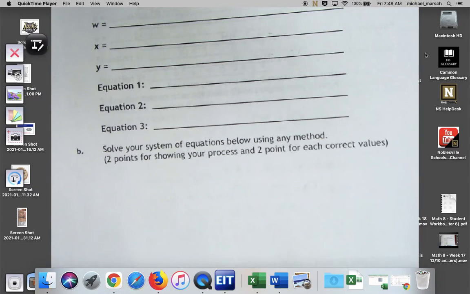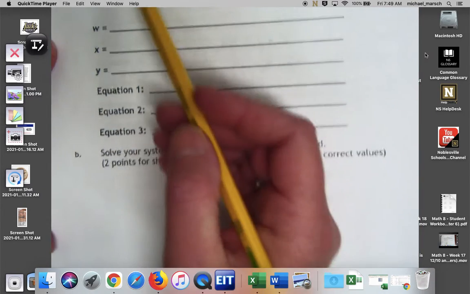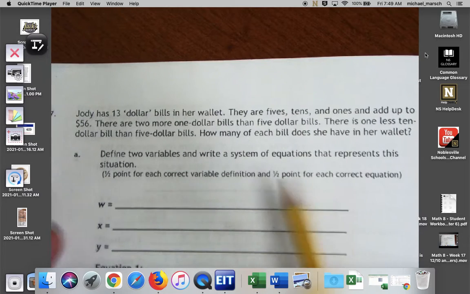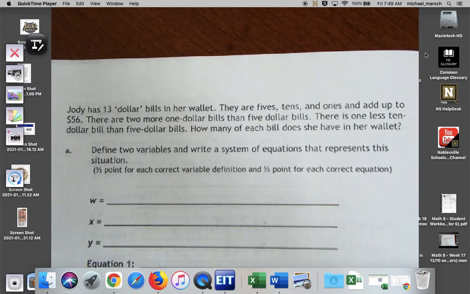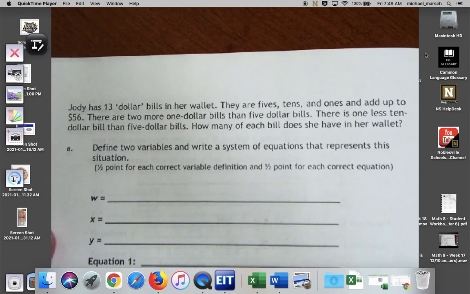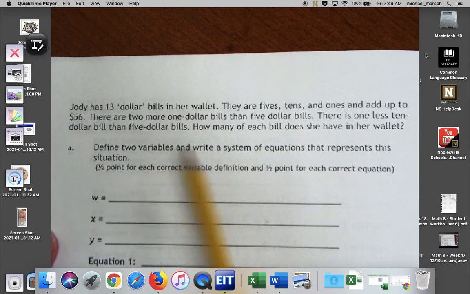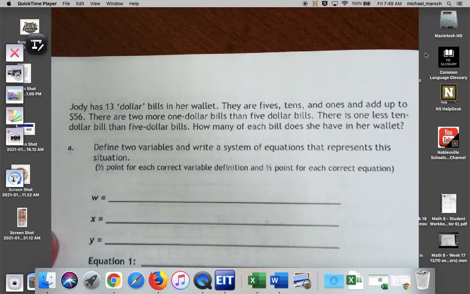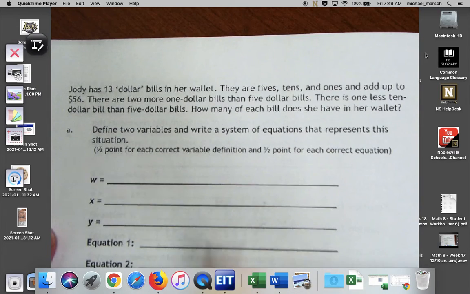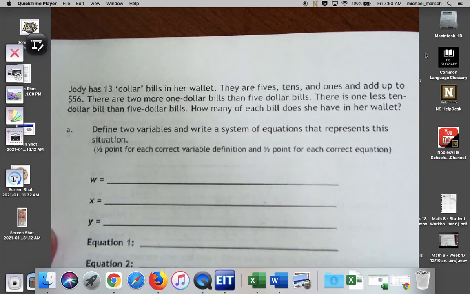All right, so Jody has 13 bills in her wallet. They are $5s, $10s, and $1s, and they add up to $56. There are two more $1 bills than $5 bills. There's one less $10 bill than $5 bills. How many of each bill does Jody have in her wallet? Okay, so we're going to define the variables and write a system of equations.